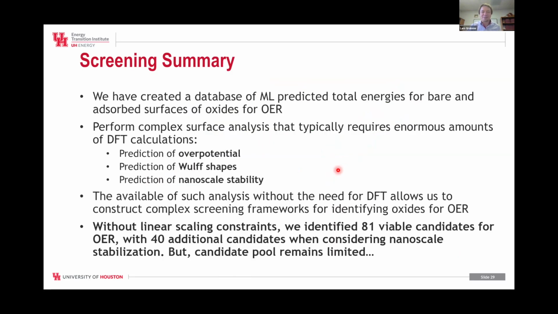Okay, so the summary here is that we did create a database of machine learned total predictions for forces or energies of bare and adsorbed surfaces. We use that to predict overpotentials, wolf shapes, and from that also the nanoscale stability of materials. If we had used only DFT, that would be completely impossible to do. And so it was only because we had this ML network available. And without looking at linear scaling constraints, we were able to find 80 candidates or 81 that are pretty good for OER, and an additional 40 candidates when we're considering nanoscale stabilization.